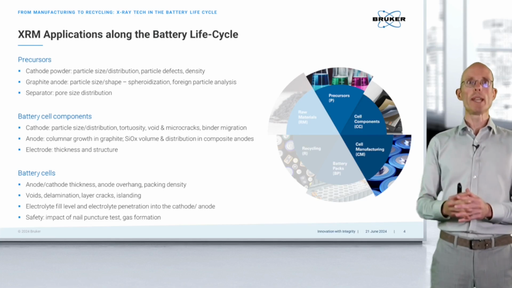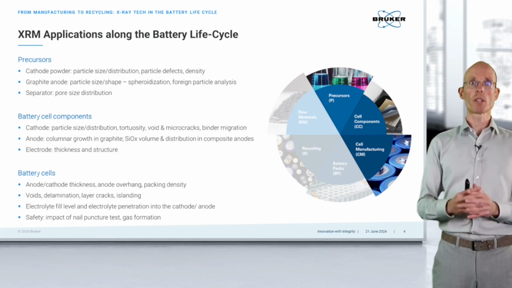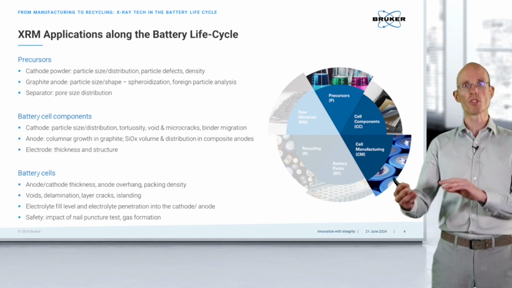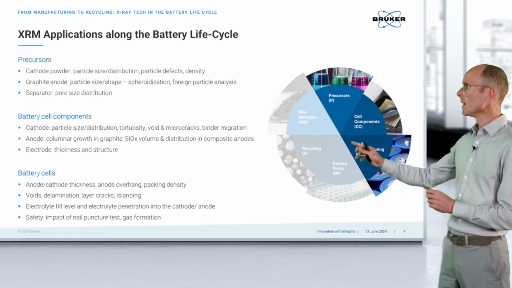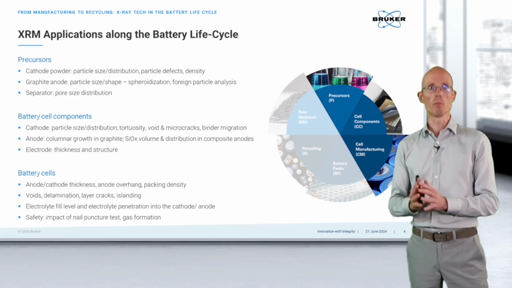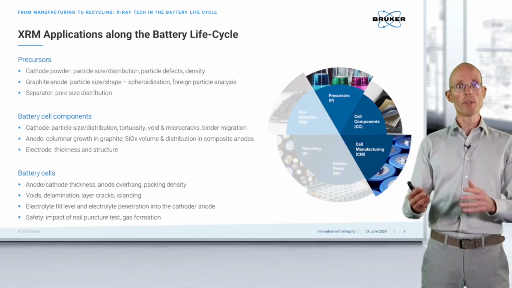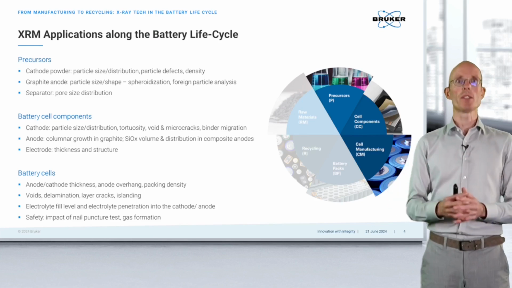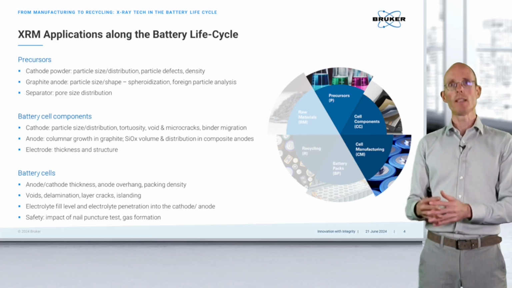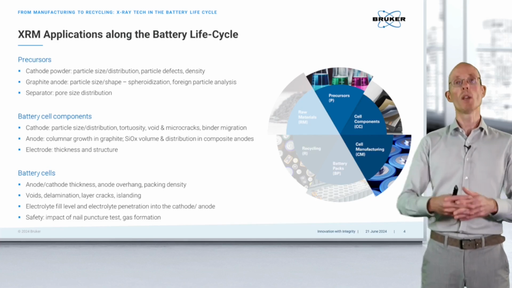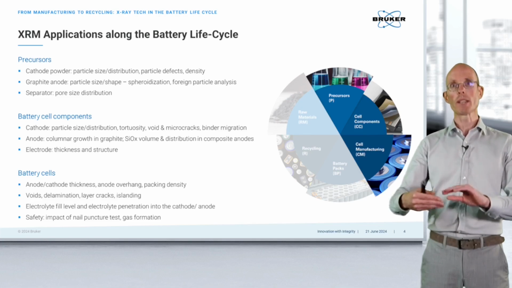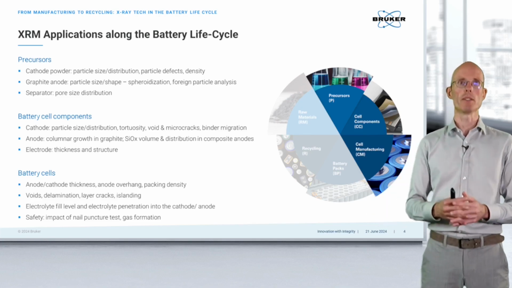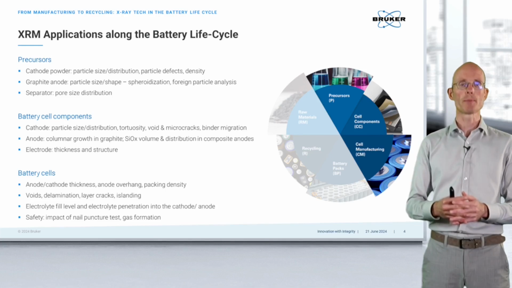You can evaluate in composite anodes, for example, the silicon oxide volume and its distribution. In the assembled cathode here, you can look at binder migration that's happening. Or later on, in completely assembled battery cells, you can really look for delaminations that are happening. You can assess the impact, for example, of a nail puncture test without having to section the battery, which would otherwise also modify the structure of the battery. I'm going to show you now some real-life examples to illustrate this a bit more in detail.